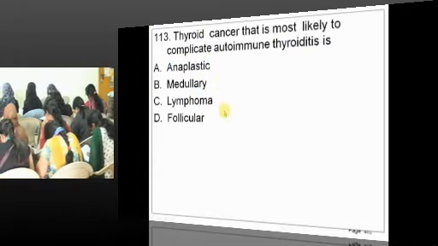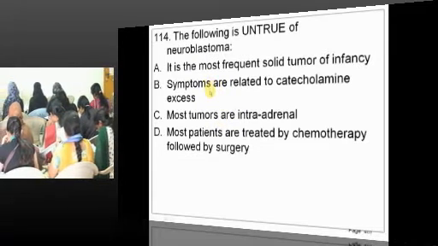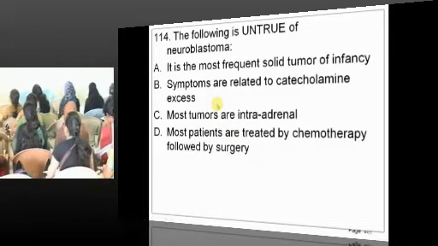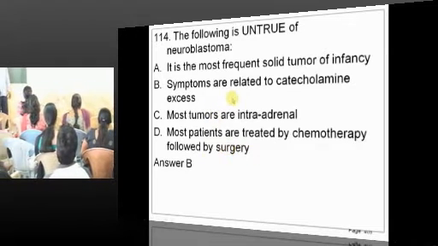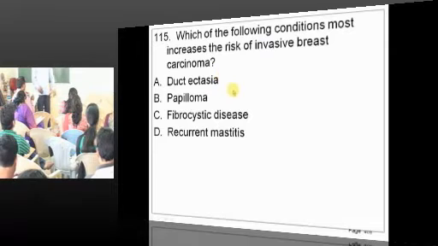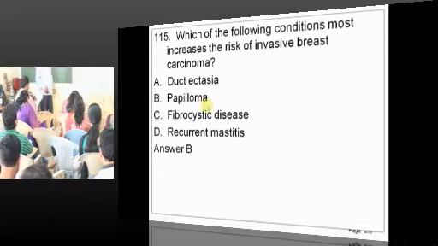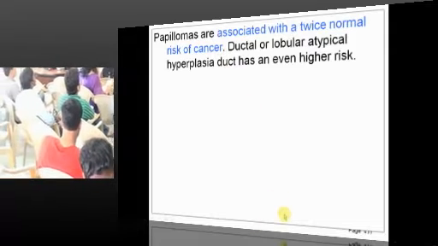Autoimmune thyroiditis will lead to lymphoma. What is wrong about neuroblastoma unlike FEO? There are no symptoms created by catecholamine excess. Invasive breast cancer is more common with papillomas. Papillomas carry twice the normal risk of cancer.